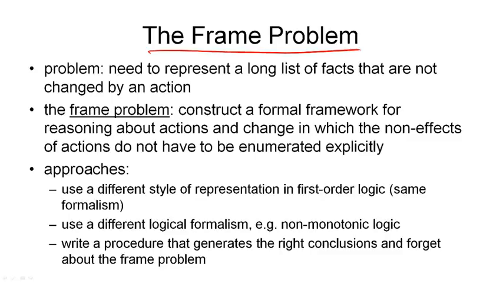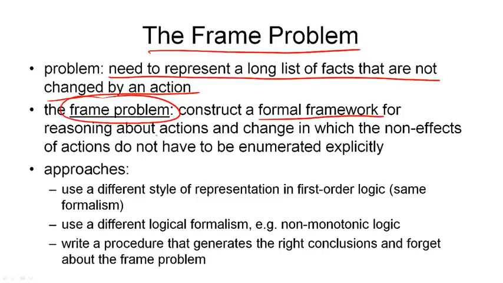And doing that involves writing a set of logical axioms that represent what changes in the world when an action happens. There were, of course, axioms expressing the preconditions of an operator, and there were axioms expressing the effects of an operator. But it turned out, for a theorem prover to work, you also needed to write down explicitly what doesn't change when an action is executed. And in fact, the list of things that don't change when an action is executed is much longer than the list of things that do change. So the problem was that we needed to represent a long list of facts that are not changed by an action. And the frame problem in general then is to construct a formal framework for the reasoning about actions and change in which the non-effects of actions do not have to be enumerated explicitly.